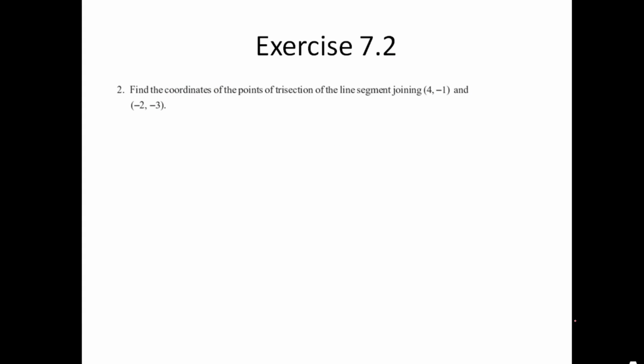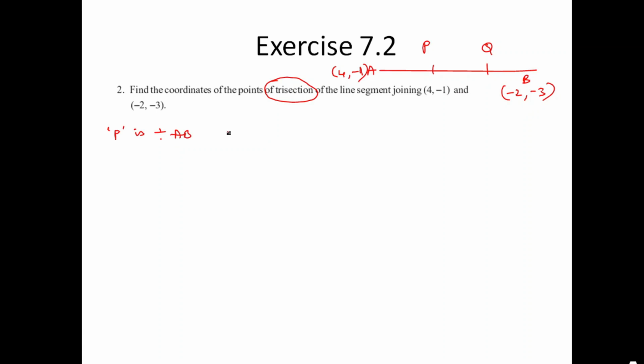Here you need to divide the line segment joining in the ratio 1:2 or 2:1. See, whenever you have a trisection, it simply means you have a line segment A, given as the coordinates 4 comma minus 1, and similarly we have the coordinate B, minus 2 comma 3. The line segment AB is divided internally in the ratio 1:2.